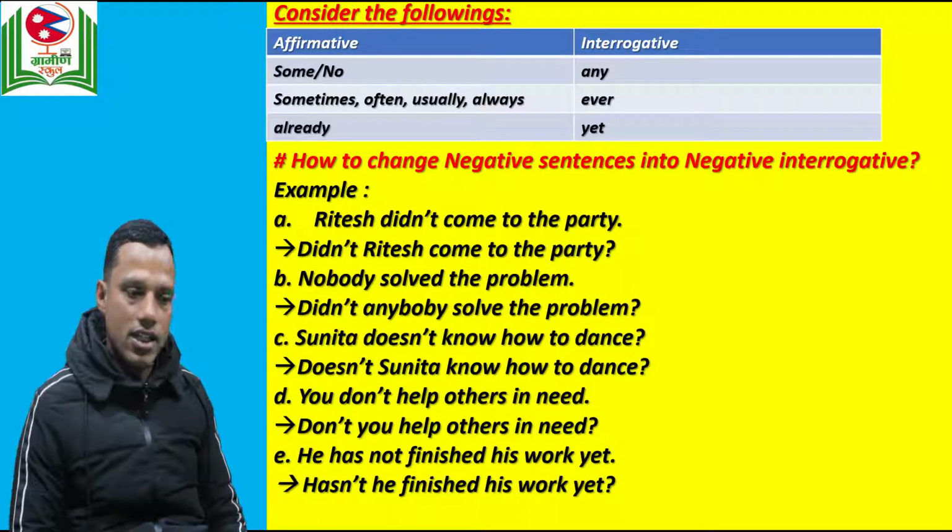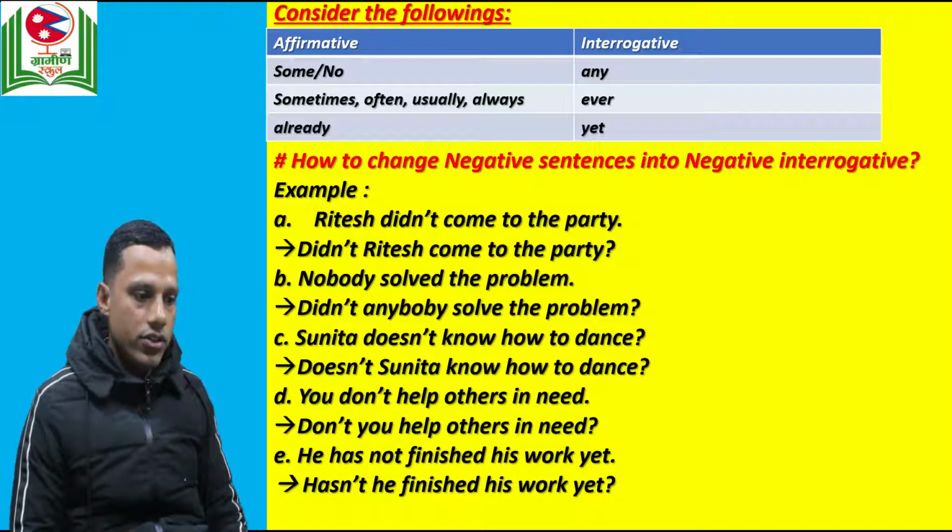This is itself a negative. Now we have to change it into negative interrogative. How can we do this? You can simply do it as, didn't anybody solve the problem? Number C, Sunita doesn't know how to dance. Now you can change it into negative interrogative as, doesn't Sunita know how to dance?